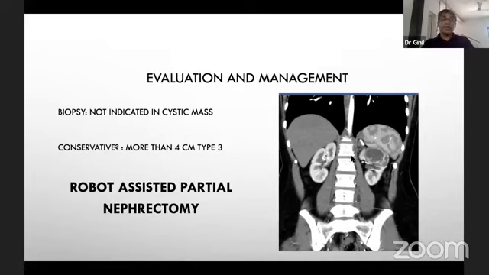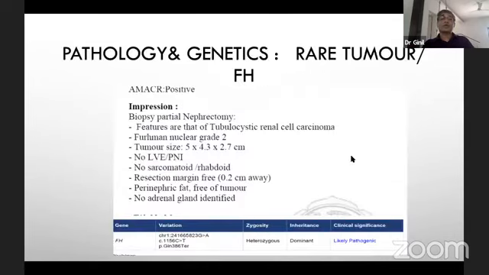Whether a biopsy can be done, as rightly told by Srivatsa, in a cystic mass, it has to be avoided. And if it is more than 4 centimeter, type 3 or 4 cyst, no other option, we proceed with partial nephrectomy. The pathology came as tubulocystic renal cell carcinoma. The issue is that a lot of newer and newer entities are coming in the pathology. This is actually a comparatively good prognostic tumor. And as Srivatsa rightly told, in all patients below 45, it is better to have genetic counseling.